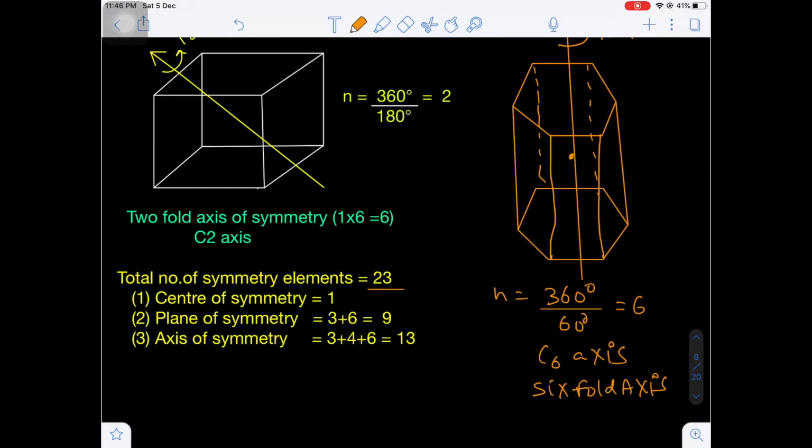23. This is the objective question. Out of 23, how many centers of symmetry will be present? Only 1. Now in case of planes of symmetry, it is 3 plus 6, that will be 9.